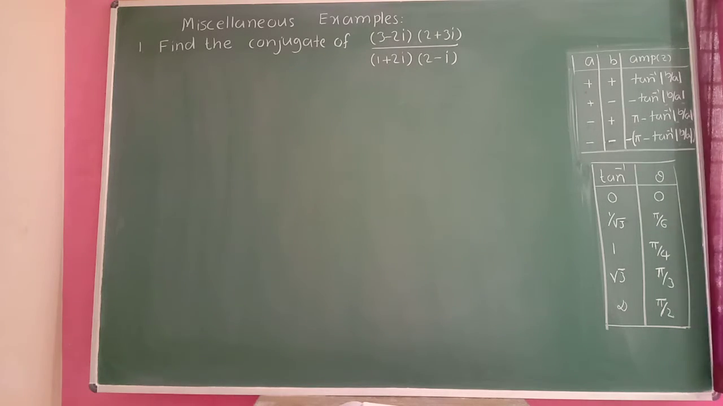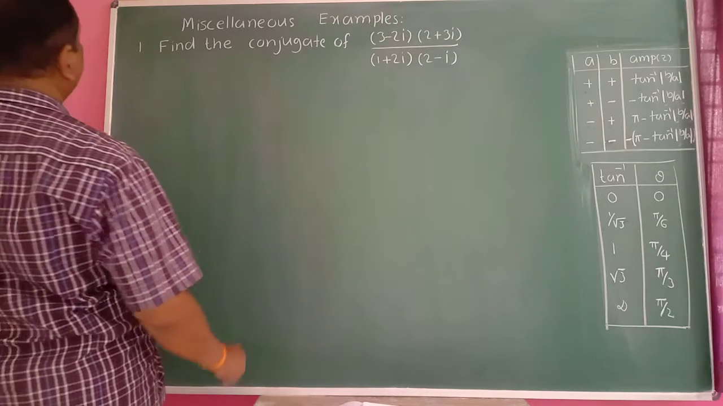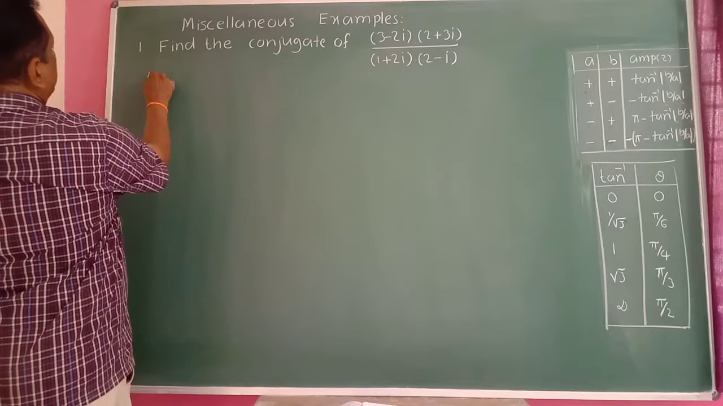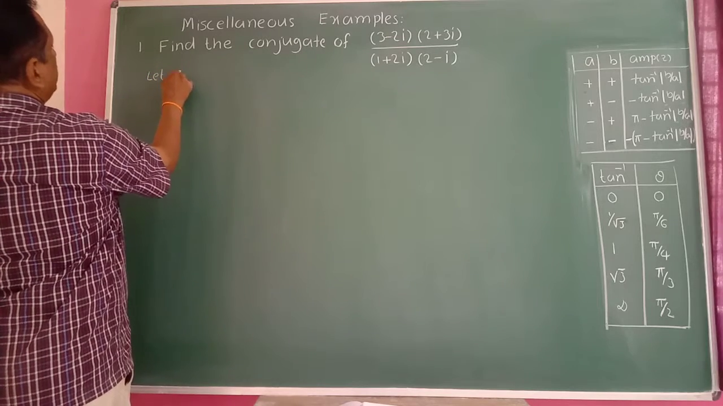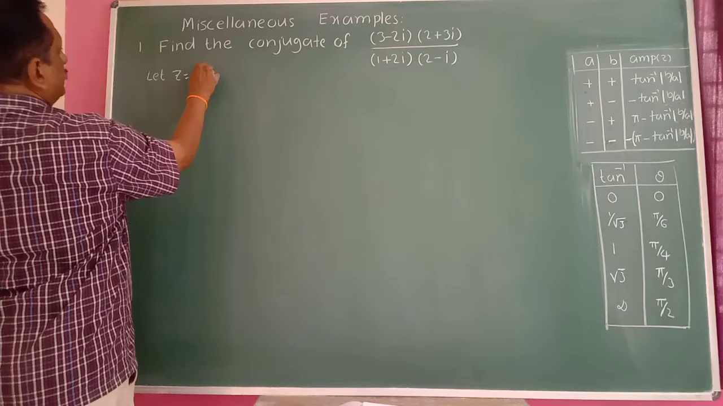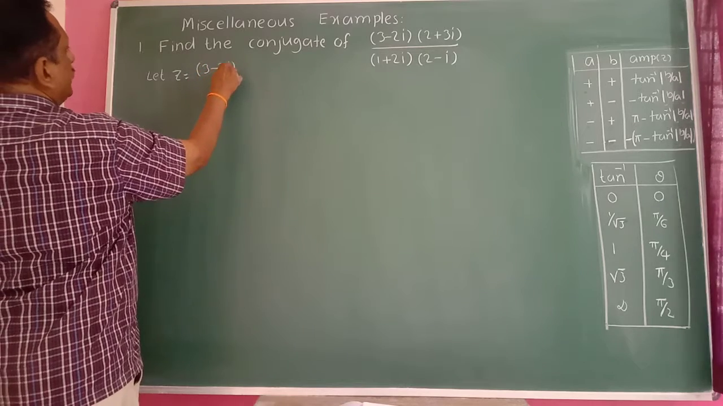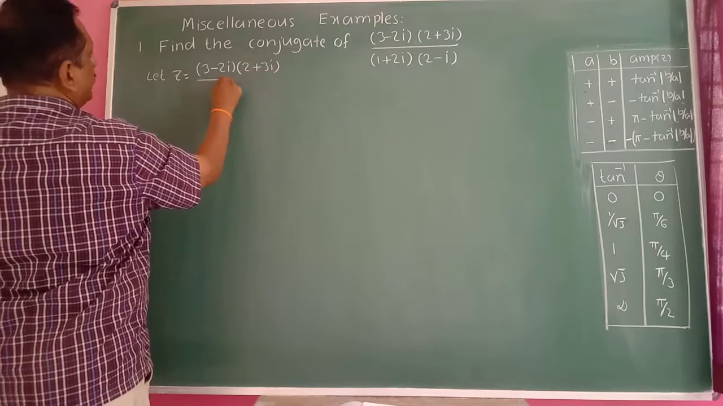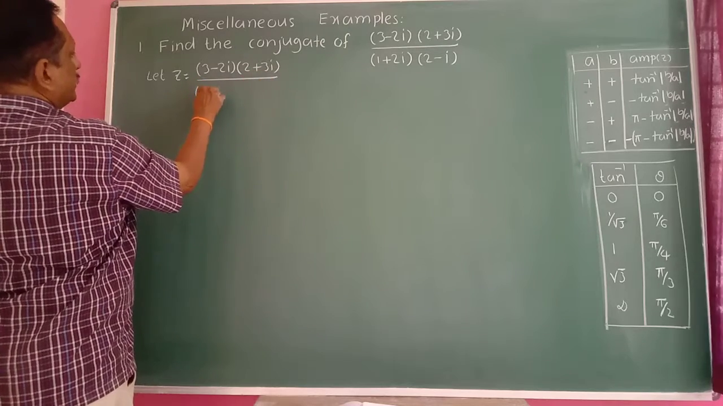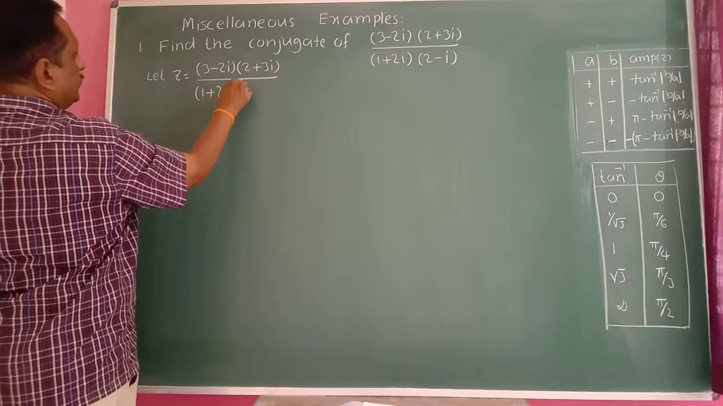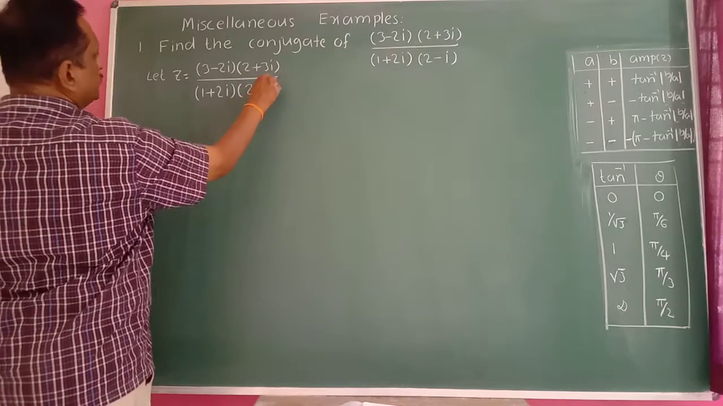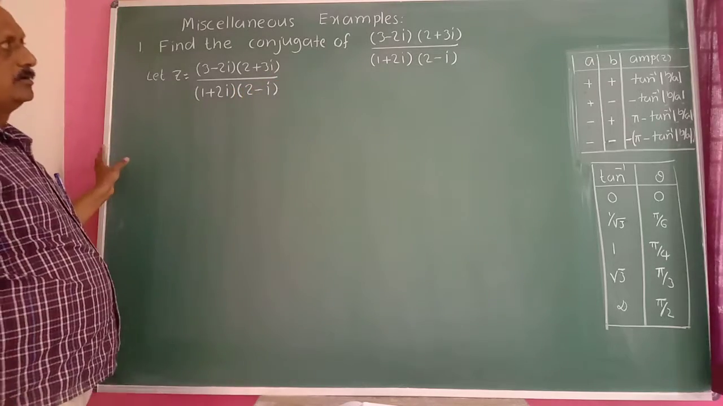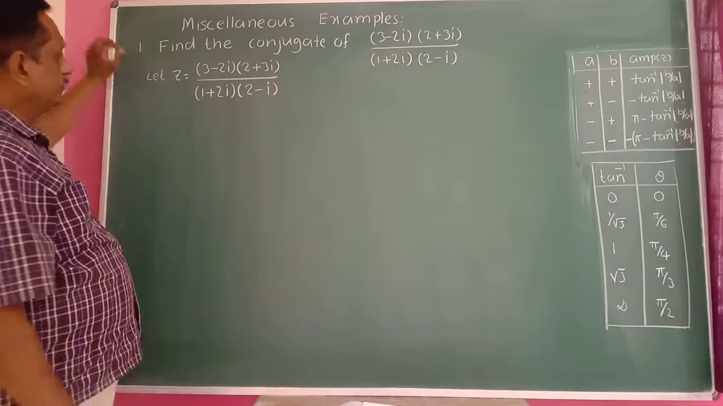So find the conjugate of the complex number here. So let us consider z is equal to (3 minus 2i) into (2 plus 3i) divided by (1 plus 2i) into (2 minus i). Take the given complex number as z here.